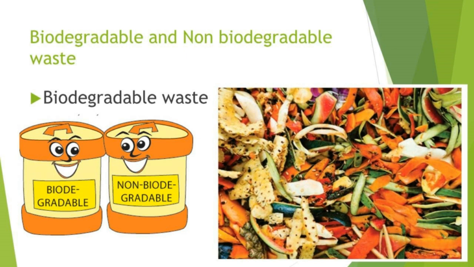One can notice that when a dead leaf or a banana peel is thrown outside, it is acted upon by several microorganisms like bacteria, fungi, or small insects in a time period. Biodegradable waste includes vegetable and fruit peels, leftover food, and garden waste like grass, leaves, weeds, and twigs.